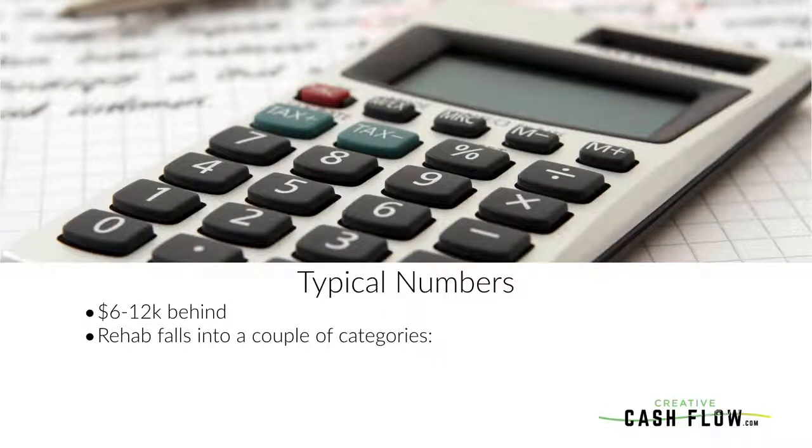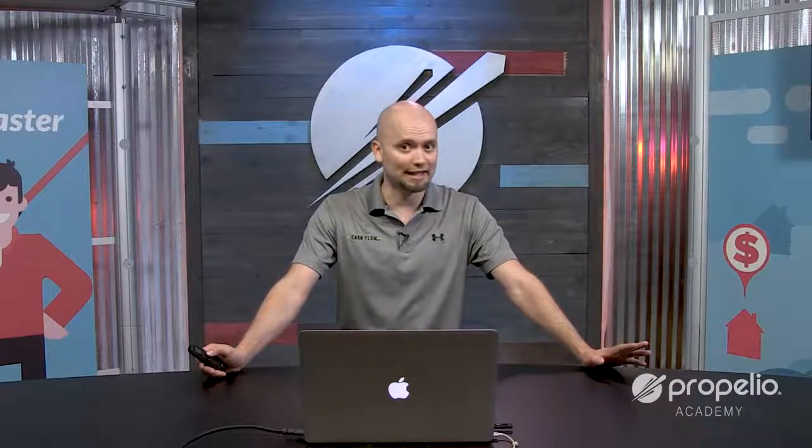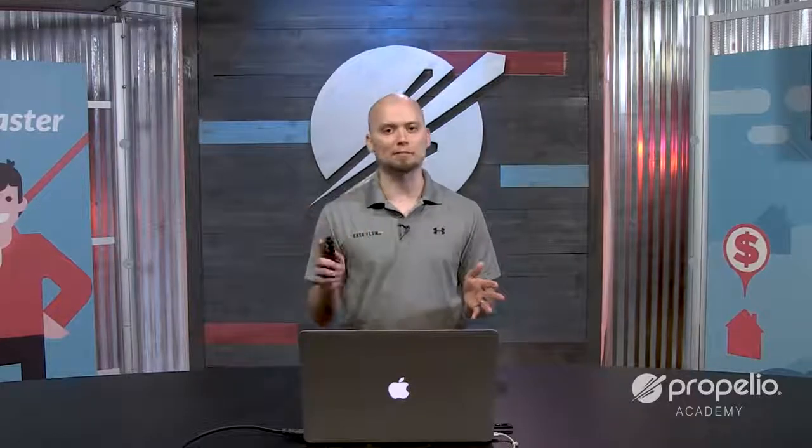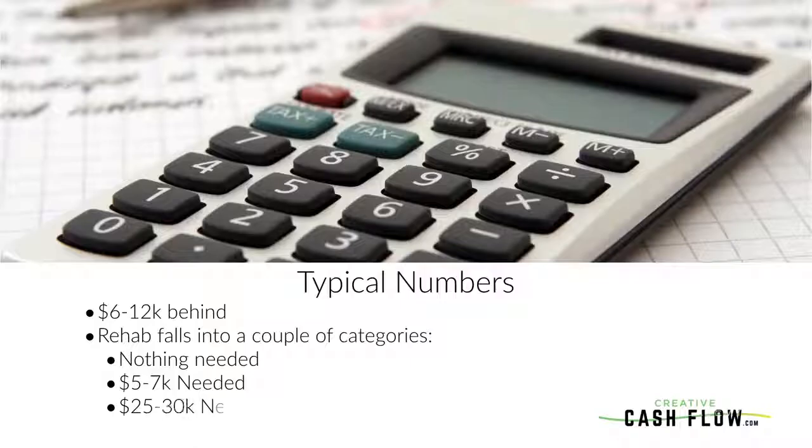The rehab is going to fall into a couple of different categories. Usually you're either going to have nothing that needs to happen to it at all. I mean, this house is in perfect shape. You're able to just have somebody move into it immediately. Or you're going to need like $5,000 to $7,000 worth of work. You might have to fix up a bathroom and replace the flooring. Maybe you need to repaint some stuff, pretty basic stuff. Or you're looking in that like $25,000 to $30,000 range.